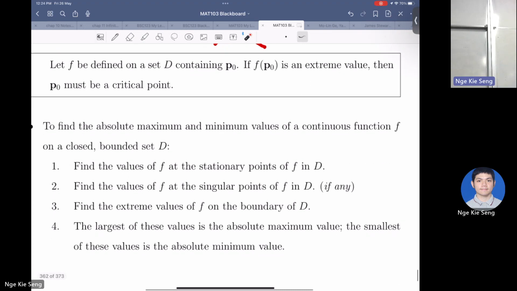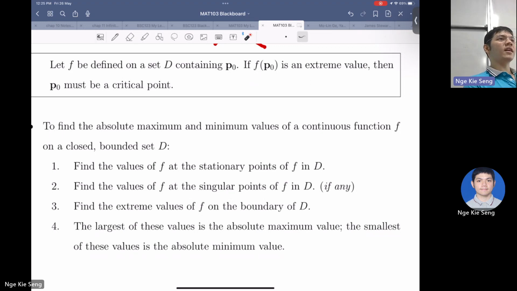So how to find it? We need a strategy. Since if f(p naught) is an extreme value, p naught must be a critical point, we start by finding critical points. Not every critical point is an extreme value point, but an extreme value point must be a critical point. So we start by searching for critical points and then check whether each is an extreme value point or not. Makes sense. This is the strategy.